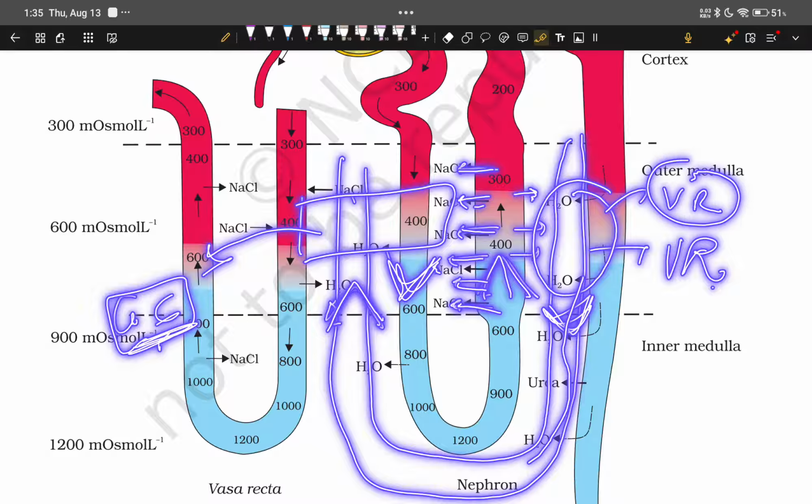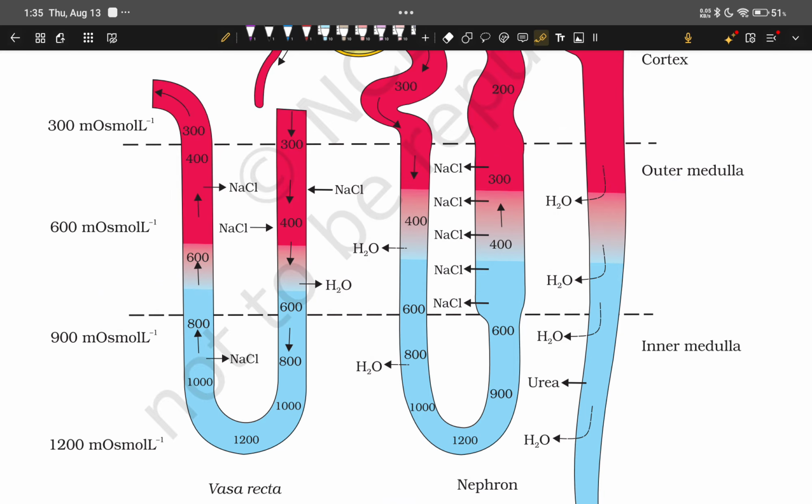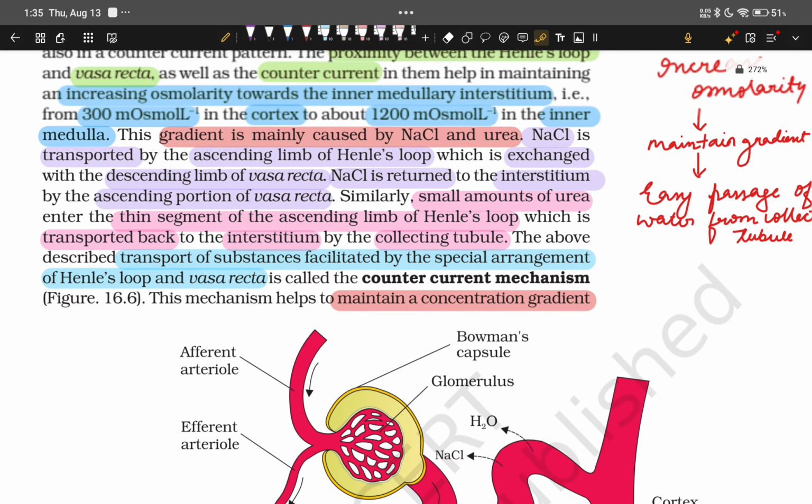And then NaCl passes through this and finally enters into the ascending limb of vasa recta. From here NaCl is returned back to the medullary interstitium by the ascending limb of vasa recta. I hope I made sense. Just rewind the video. If you don't understand, you will be able to understand it for sure.